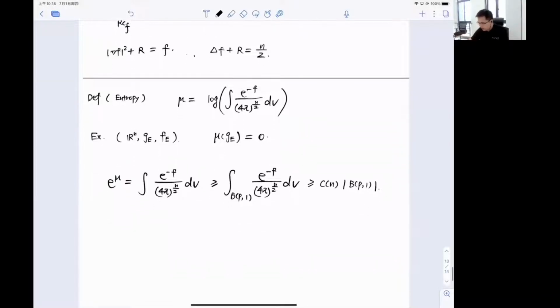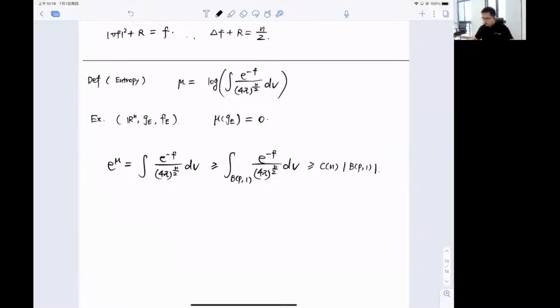So that implies that the entropy is closely related to the volume of B_p(1). Now here we only derived the lower bound, that is, a one-directional relationship between those two. Later we'll show that actually e to the mu is comparable to the volume of B_p(1).